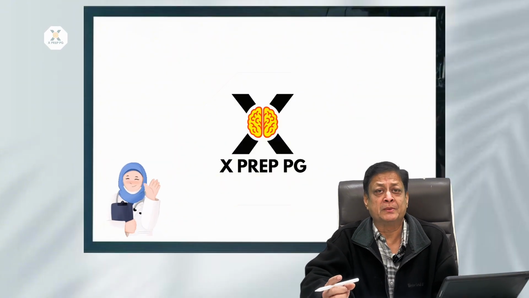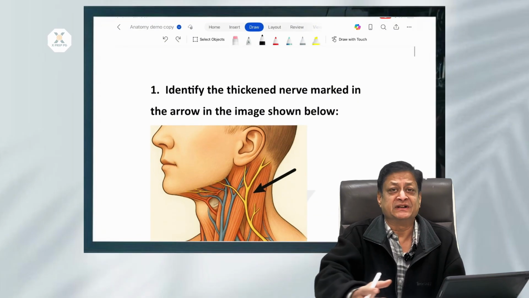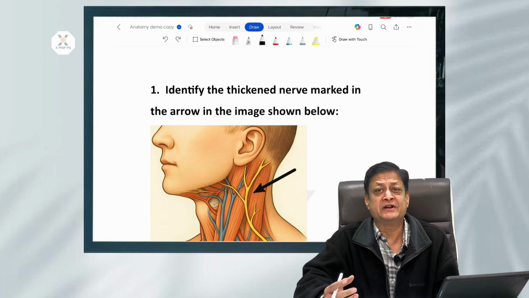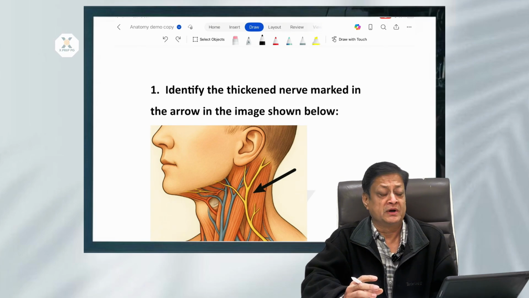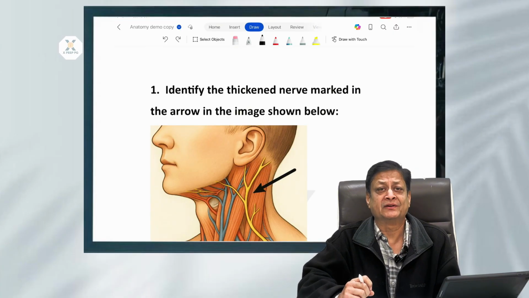Our MCQ number 1 for discussion is displayed on your screen. The question is, identify the thickened nerve marked by the arrow in the image shown below. In the image, you can see a black colored arrow pointing towards a thickened nerve called the greater auricular nerve.